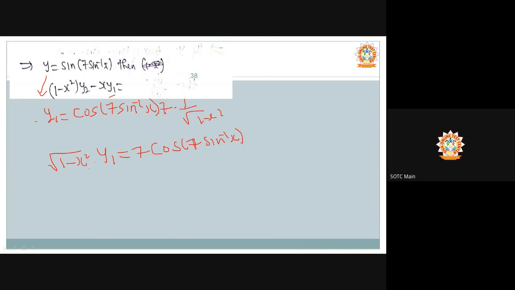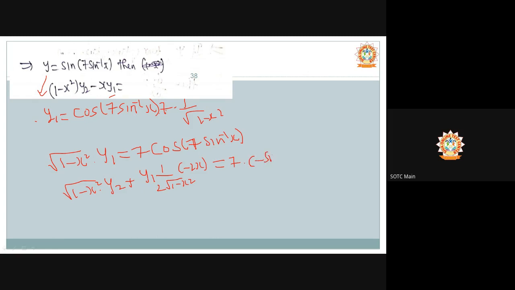What will become? Keep this under root 1 minus x square. So apply the UV rule. Under root 1 minus x square into differentiation of y1 is y2, plus y1 into differentiation of under root 1 minus x square. Let's assume this entire thing as x. So that is root x. It will come 1 by 2 root x, 1 by 2 under root 1 minus x square. Then if you do the differentiation for this 1 minus x square, what will become? Minus 2x. This is equal to 7 into differentiation of cos x.